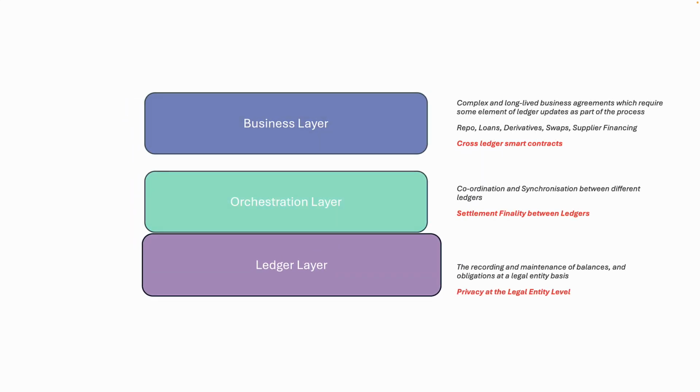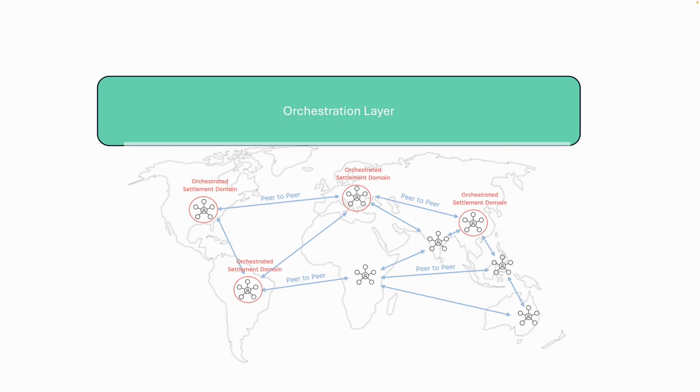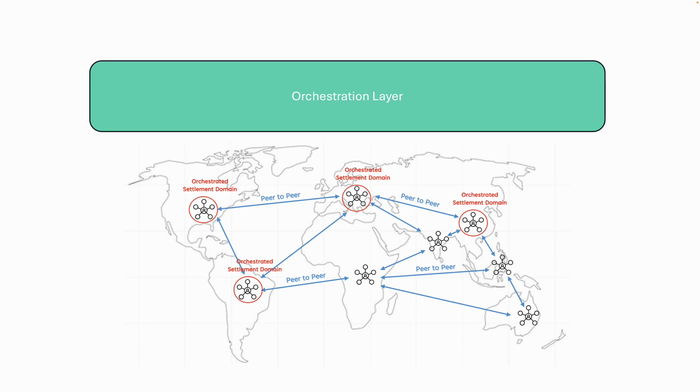The orchestration layer is where transactions, which span multiple ledgers, are managed. This layer synchronizes between those ledgers. LedgerSwarm allows for multiple orchestrators or settlement domains, which can be connected in a decentralized network. The orchestration layer is where settlement finality is declared.